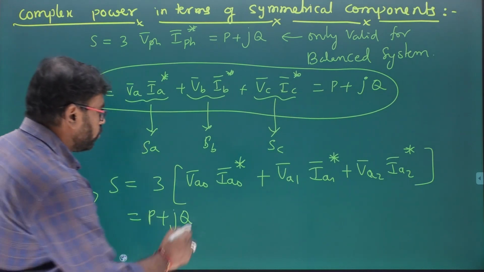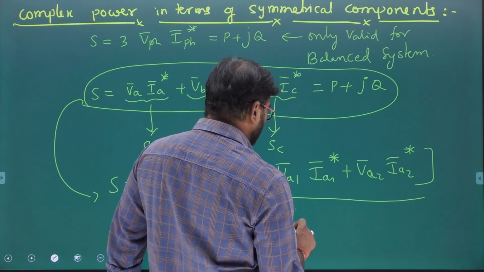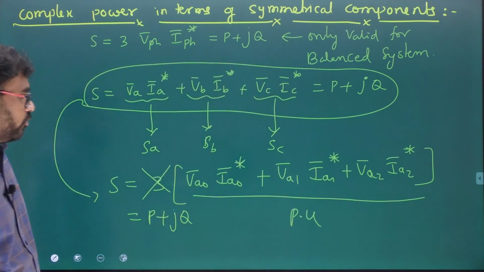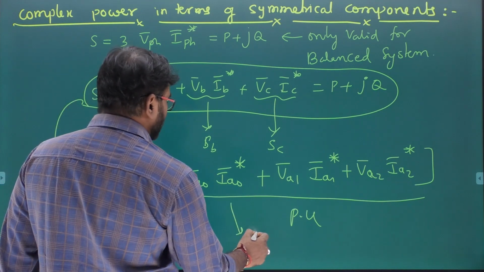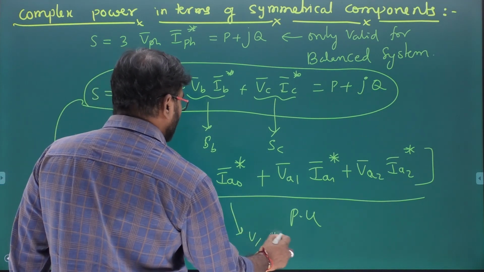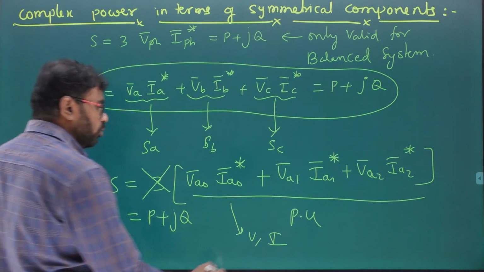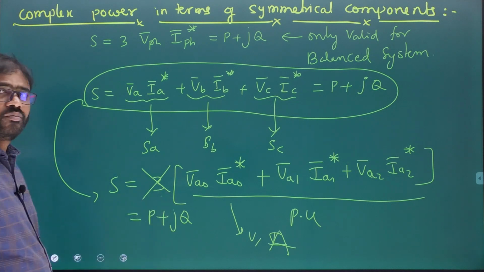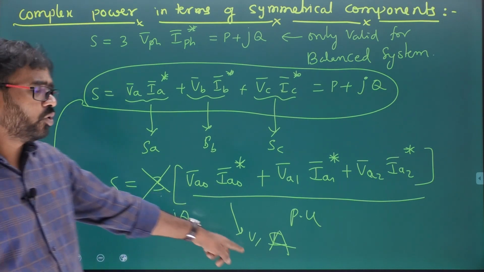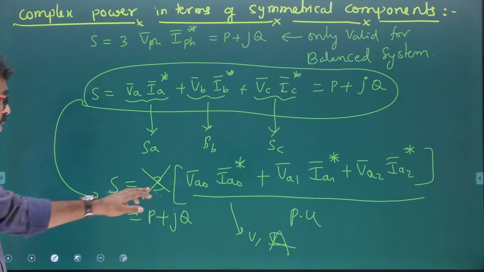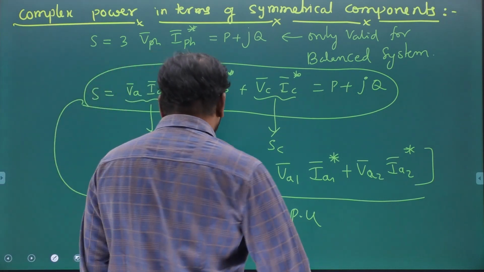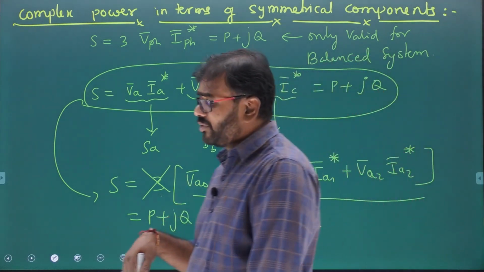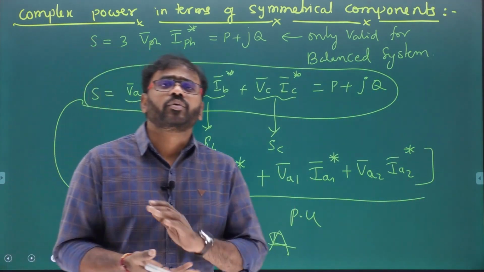But be careful: if voltages and currents are given in per unit, then this 3 will not come. If voltages and currents are given in volts and amperes, then definitely the 3 will come. Be careful, this 3 will come only in the absolute system. In the per unit system, this 3 will not come. I hope you understand this. The multiplication by 3, multiplication or division by root 3, will not come in the per unit system.